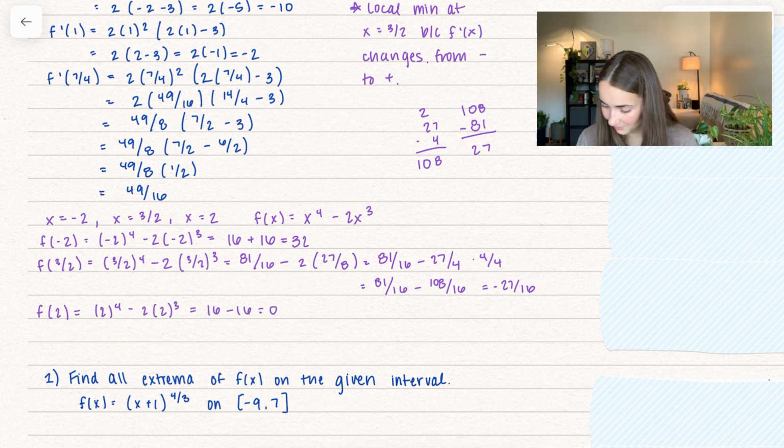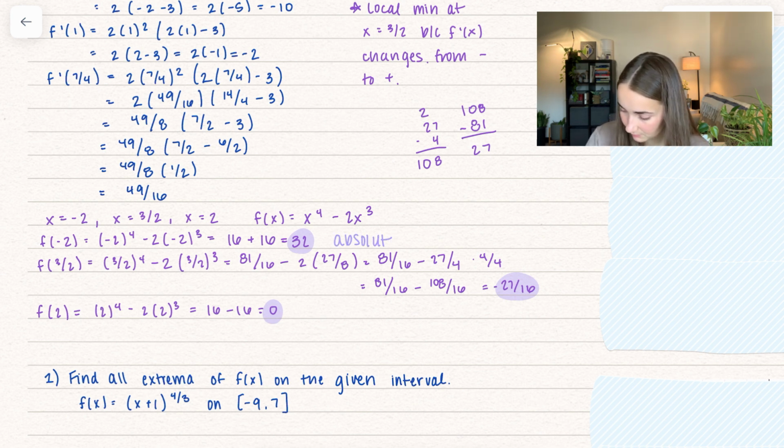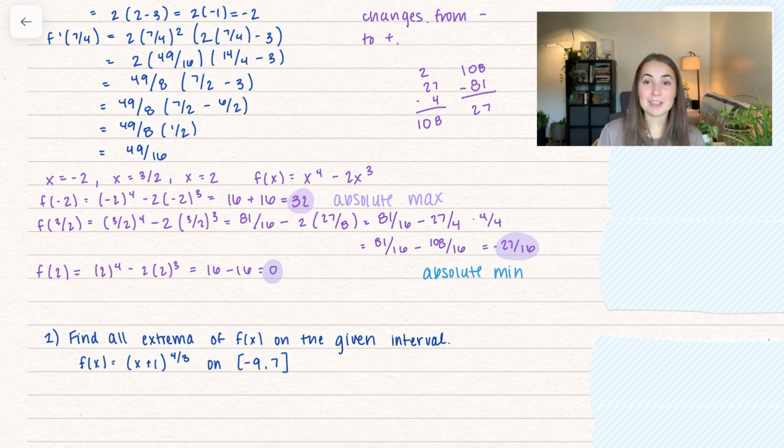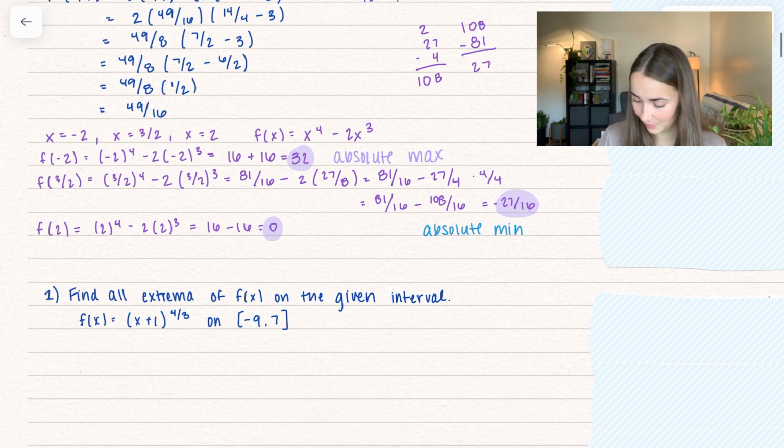Alrighty, so let's compare our values. First, we got a value of positive 32, which compared to negative 27 over 16 and 0 is going to give us our absolute maximum. So now we want to go ahead and look for the absolute minimum, and of course it's going to be the only one with a negative value. So now we can write that out super fancy. I'm going to go ahead and do that.